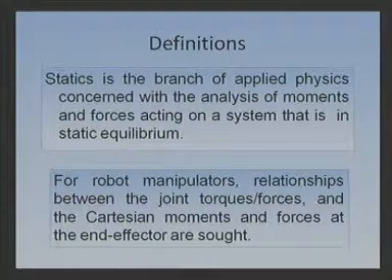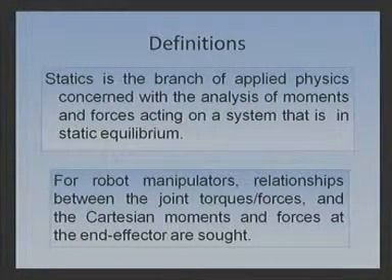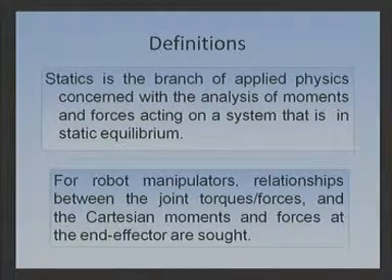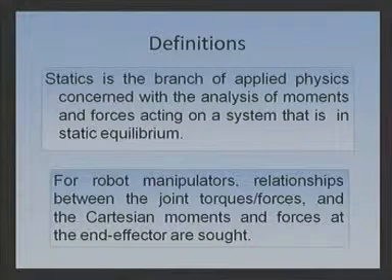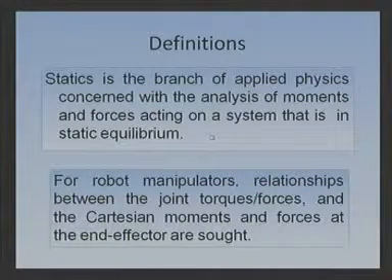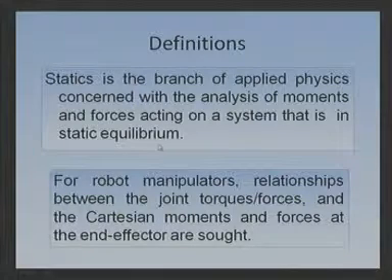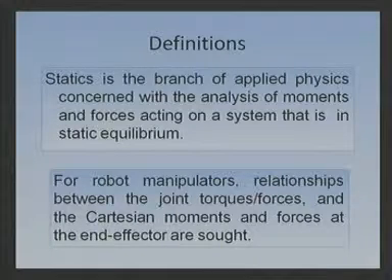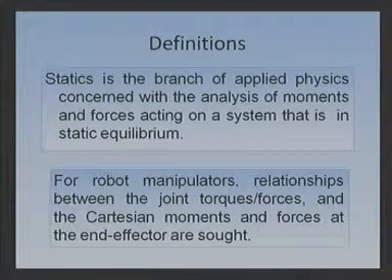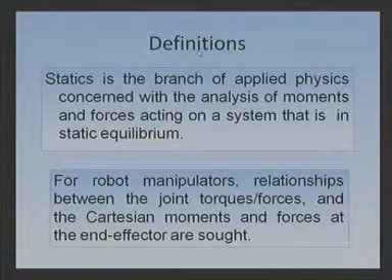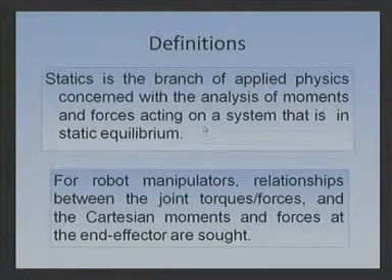So, talking about the definitions of statics, the first definition is the one which we learned in high school. Statics is the branch of applied physics concerned with the analysis of moments and forces acting on a system that is in static equilibrium. So, if the object is not moving, that means applied forces are keeping it in stationary conditions. We would like to know where and how much forces are acting on the system.